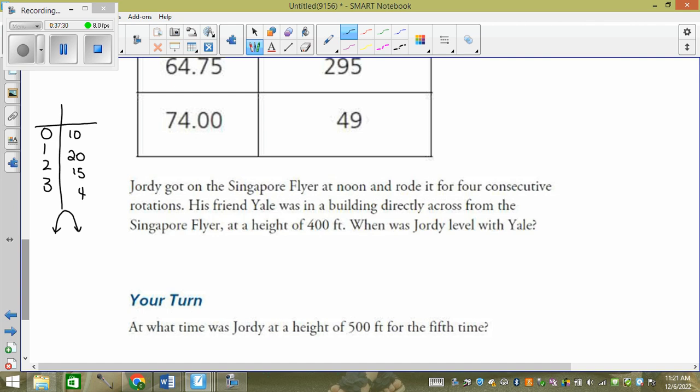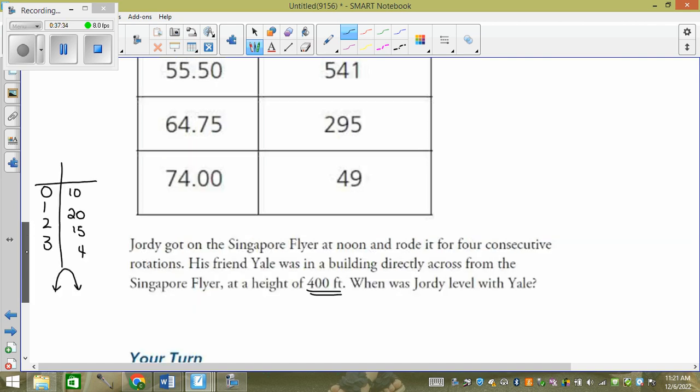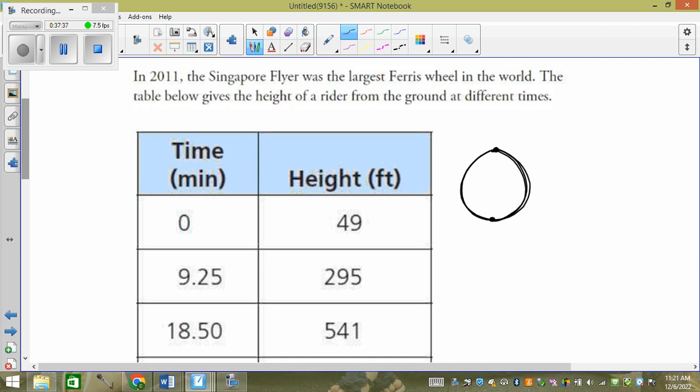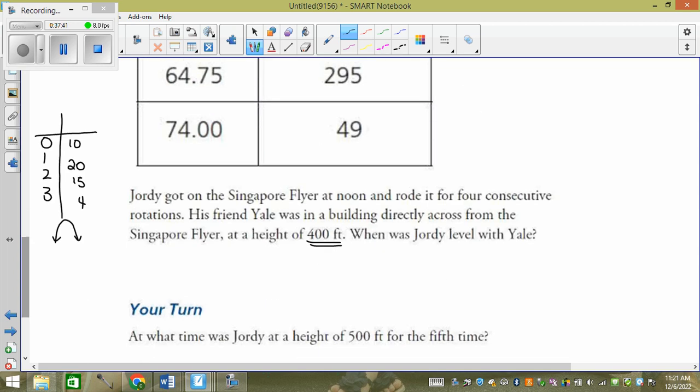So is this X or is this Y? If we don't remember, we look up here. Our X is in minutes, our height is in feet. They gave us 400 feet. What did they give us, X or Y? Y. So in your Y2, type in 400. Everyone's typing into their Y2 400.